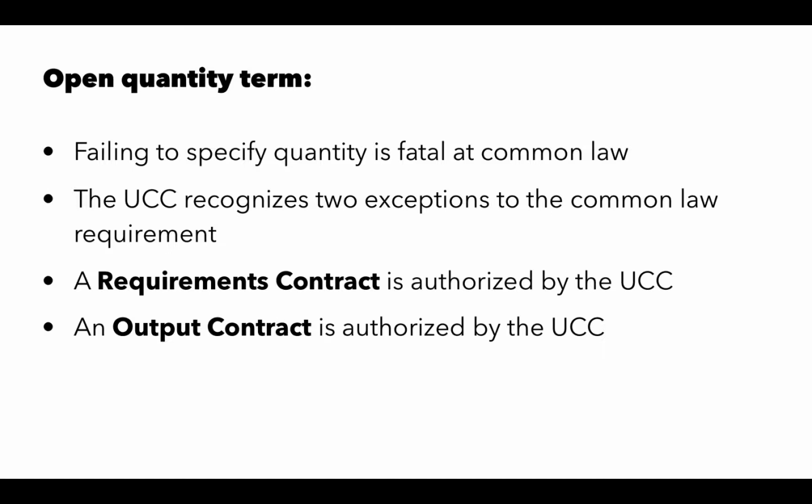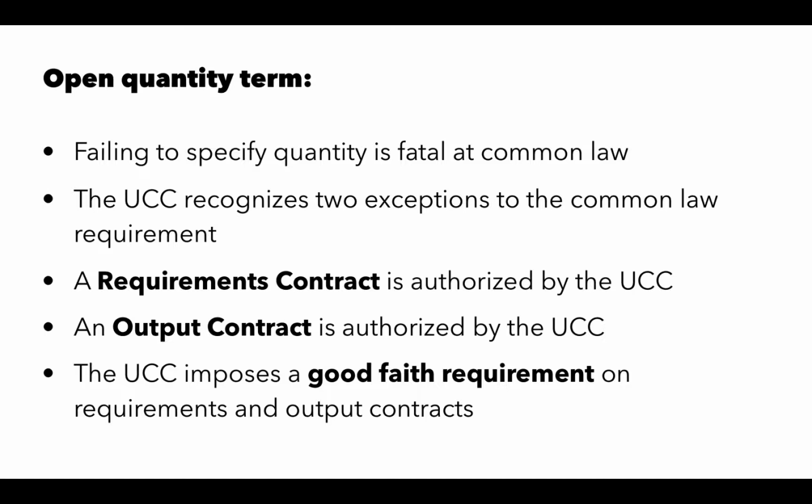Now, in either of these types of contracts, of course, the UCC imposes a good faith requirement on requirements and output contracts. You cannot obligate yourself to take all the output of a seller and then refuse to do so on the grounds that you didn't make as much money as you thought you would. There's a good faith requirement. You can't ask for an agreement in which the buyer agrees to purchase all of its requirements and then not follow through on that promise. So there must be a good faith requirement in both of these requirements and output contracts.